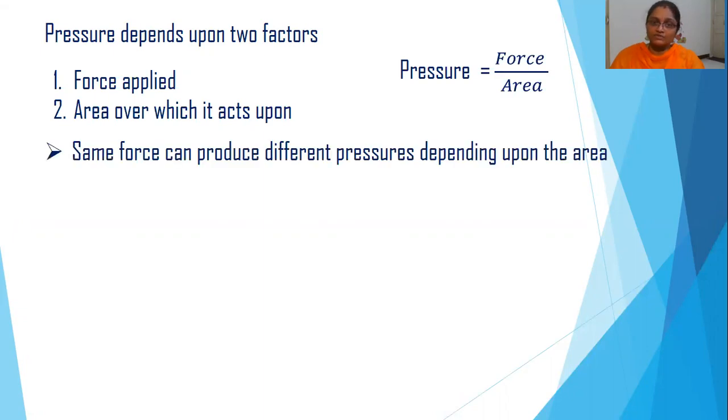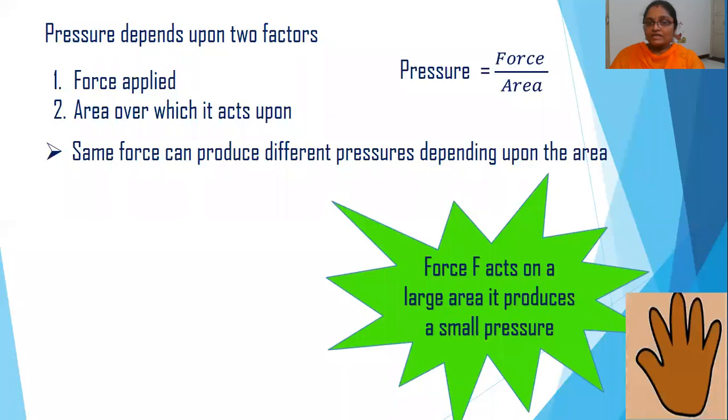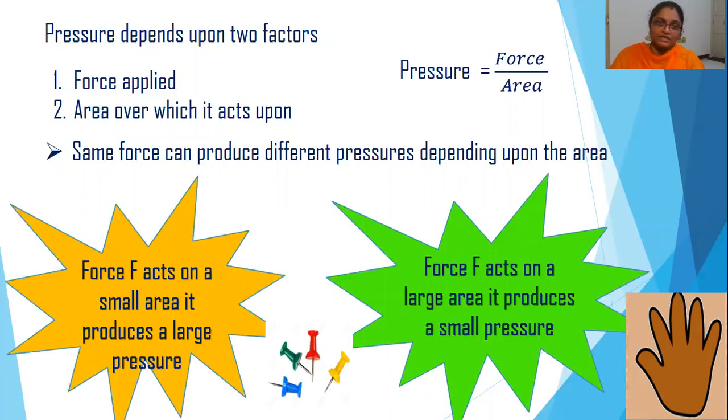The same force can produce different pressures depending upon the area. We have already observed this. So when a force F acts through your hand, it will be exerted over a larger area and it produces a smaller pressure. When you are applying the same force F through the pins, it will be acting on a smaller area and it produces a larger pressure. So there is a relationship between force, area and pressure. We can understand this relationship by means of a few examples that we observe in our day-to-day life.